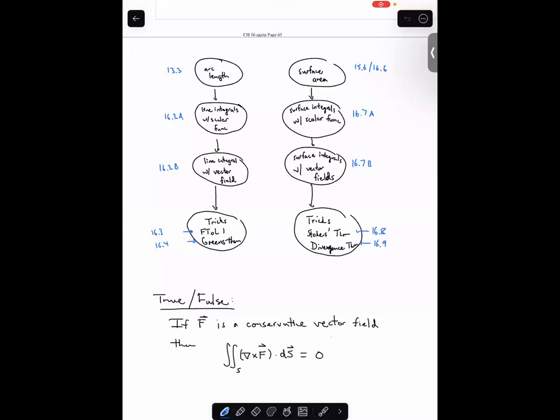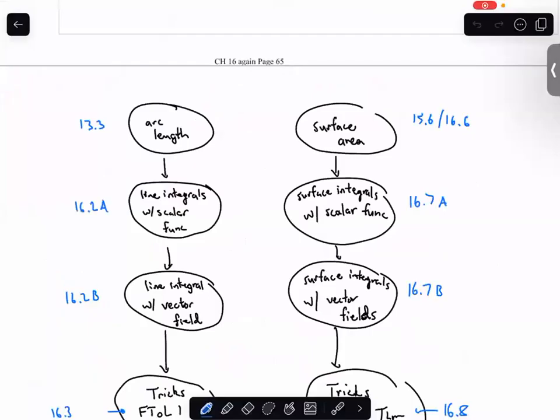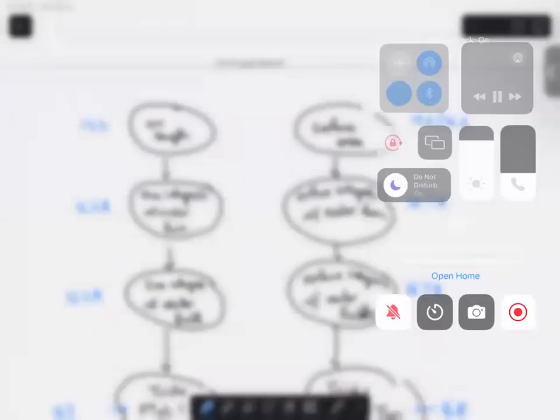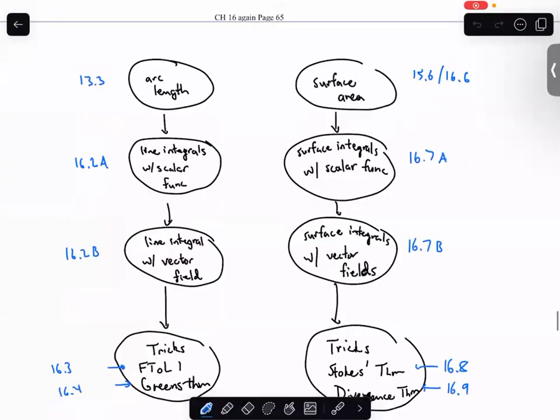But before we get into the particulars of divergence theorem, I thought it'd be good to step back and look at chapter 16 as a whole. So to that end, I've included this concept map, as these are quite often called in education circles, and show you that there's a strong analogy between line integrals and the storyline there, along with surface integrals and the storyline there, right?